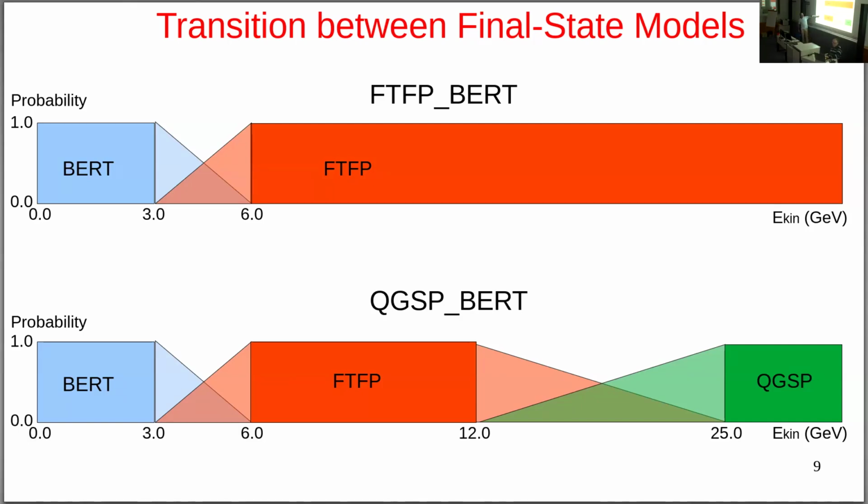Here in QGSP Bertini, another physics list, the situation is similar, but there is another transition happening at higher energy because there is a transition between 12 and 25 GeV between the two-string model, QGS, which stands for quark-gluon string model, and the Fritjof string model.